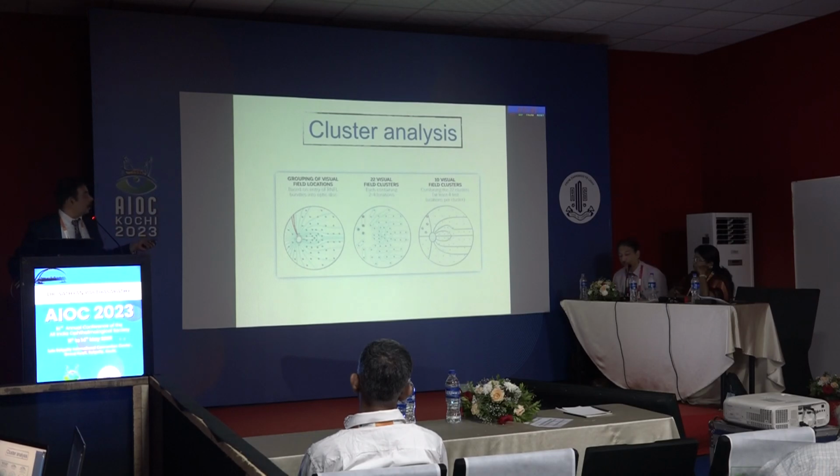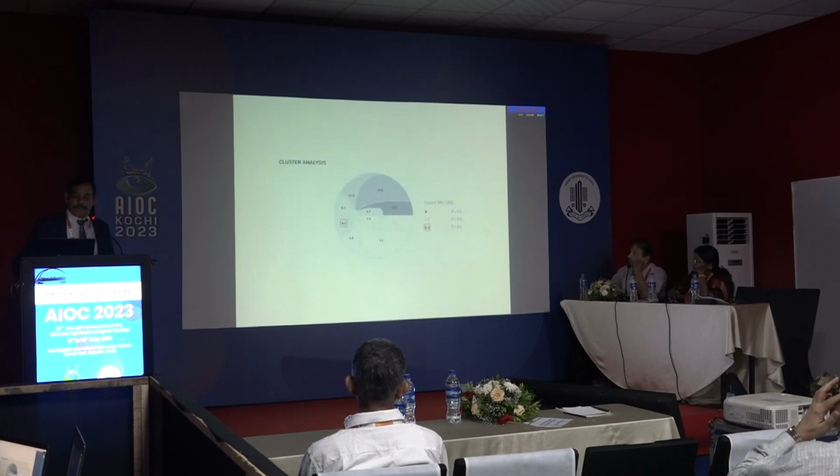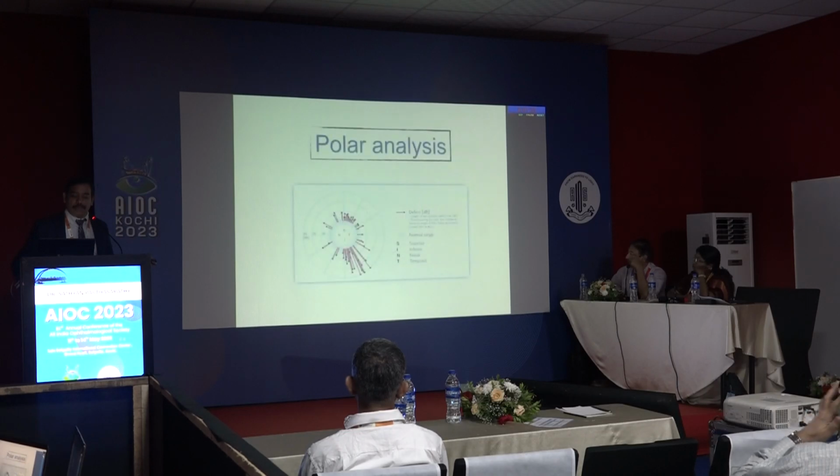So something called a cluster analysis, how the cluster has been taken. So this is the cluster graph. You see which areas and points are defective. If it is closer to the 10 degrees, then you have to start the treatment much more aggressively. And if the follow-up patient shows more cluster damage, closer to the macula, something like this, then you have to augment your treatment. So this is the cluster analysis, and you have the polar analysis.